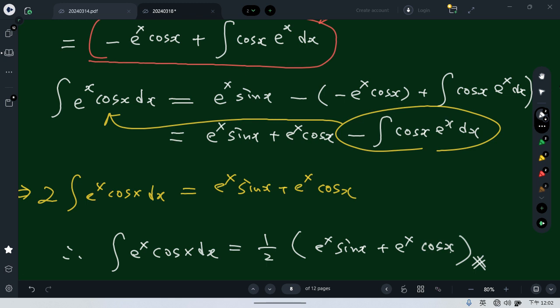Okay, so this is another tip. You just do it twice, but move the same term to the left hand side, and then simply move the constant from the left hand side to the right hand side, and then you can get the result. The final result should be this one.